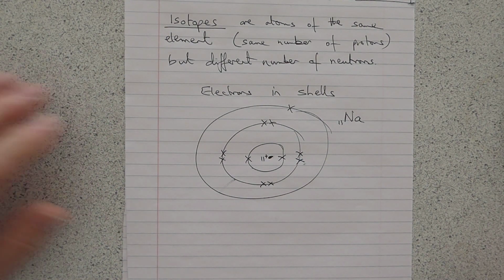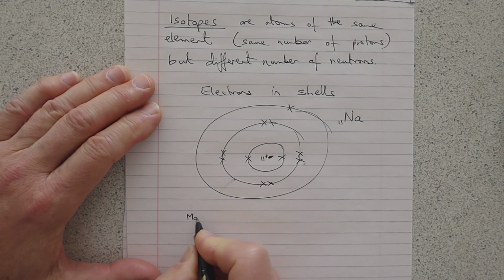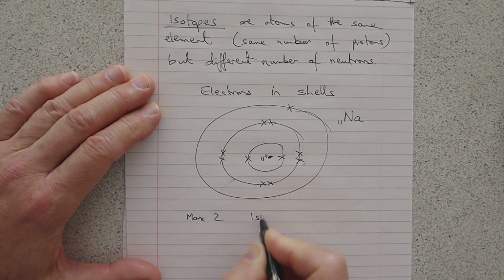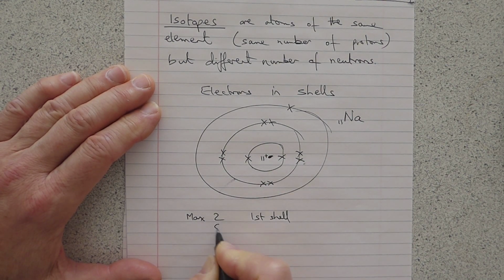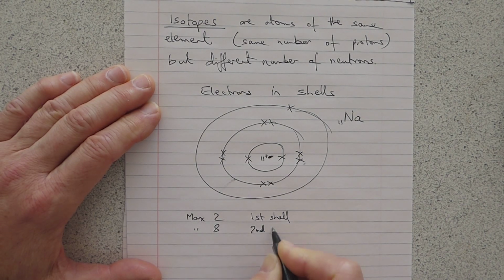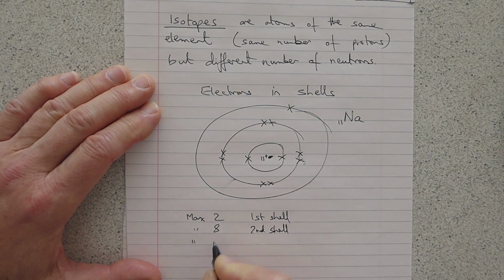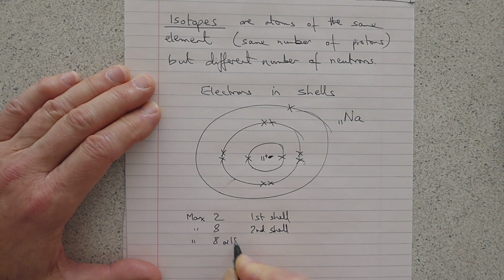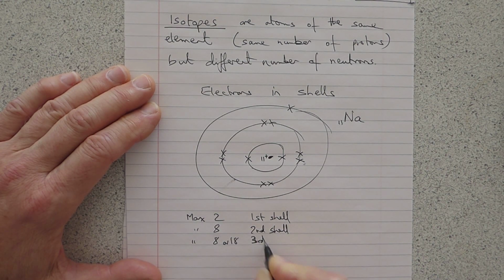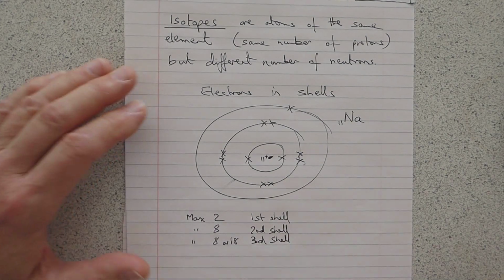And the rules, remember, for electrons: maximum of 2 in the first shell, maximum of 8 in the second shell. Now the third shell, most people learn it as 8. It can be 18 in the third shell. At GCSE, that 18 isn't important.